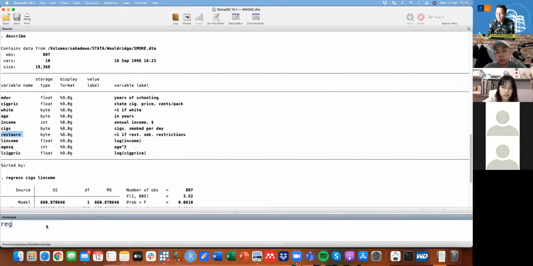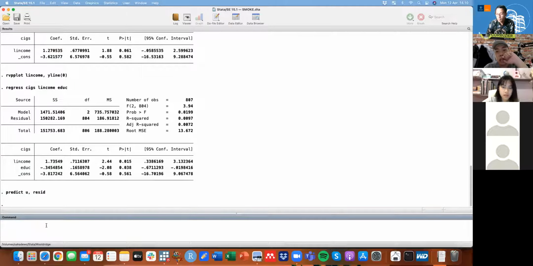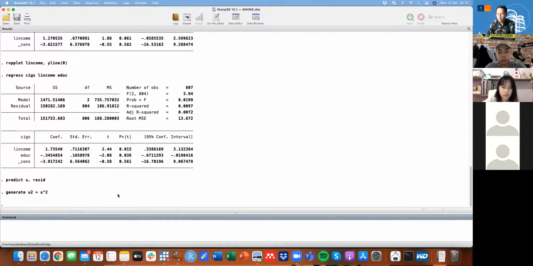Okay, so I'm going to regress the number of cigarettes smoked per day on the log of income as well as the education variable. So this is going to be my regression, and after I do my regression, I'm going to request data to calculate the residual, and I'm going to name the residual U. Now recall that we're going to regress the square of the residuals on the explanatory variables of interest, so I'm going to generate U square, which is U to the power of 2.